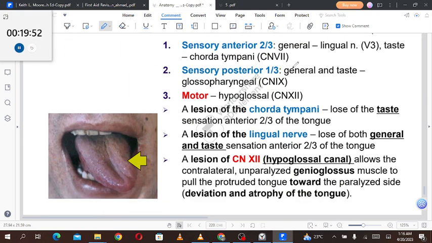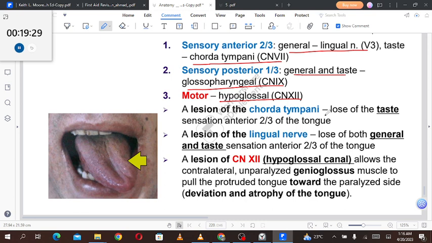So sensory, anterior 2/3: the general sensation is taken by the lingual nerve, a branch of CN5-3, the mandibular division of the trigeminal nerve, and the taste will be taken by the chorda tympani nerve, that is CN7, a branch of the facial nerve. Sensory posterior, general and taste, both fibers can be taken by the glossopharyngeal nerve. The motor innervation is given by the hypoglossal nerve, that is CN12.